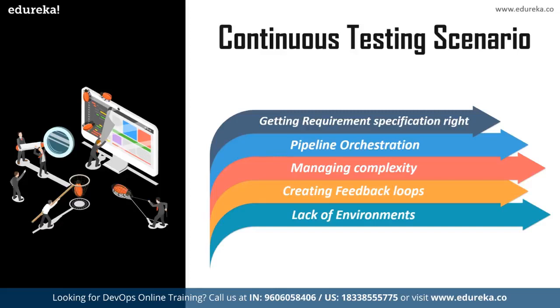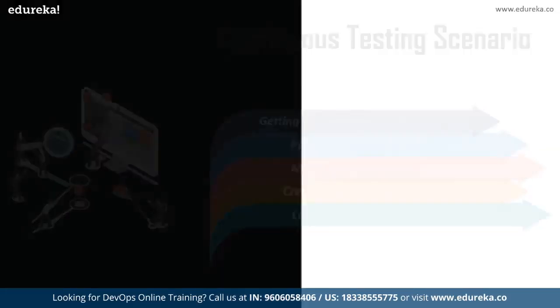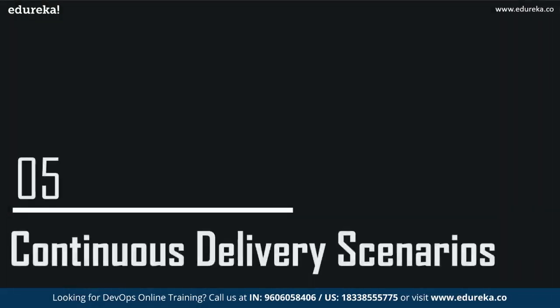The only way forward here is virtualization. By virtualizing the environment, you can test the code without worrying about the areas that are not changing. Making the environments accessible and available on demand through virtualization helps remove a significant bottleneck from your pipeline. So these were the scenarios related to continuous testing. Now let us talk about the scenarios related to continuous delivery.